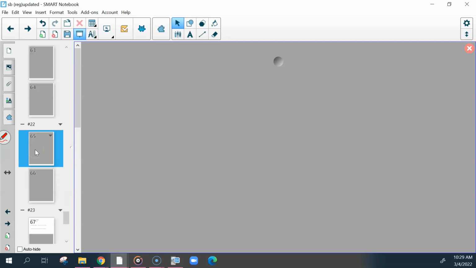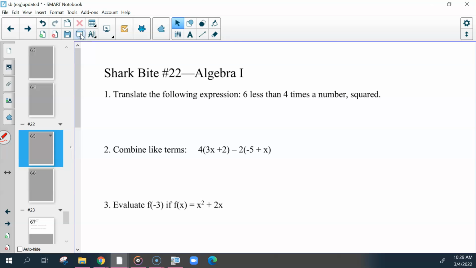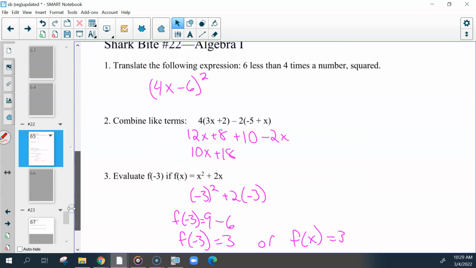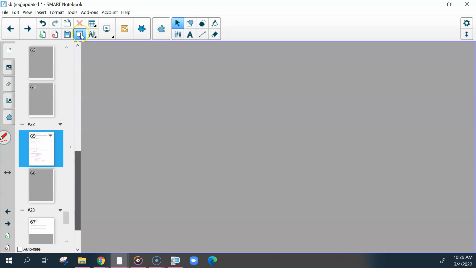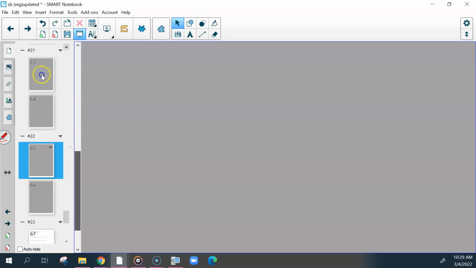Be sharp by these. Number 1, you have to translate the following. 6 less than, sorry, you guys have 21, not 22, right? Or do you have, I don't know, 21. So that's, here we go.